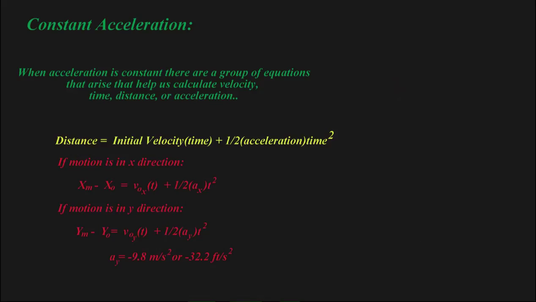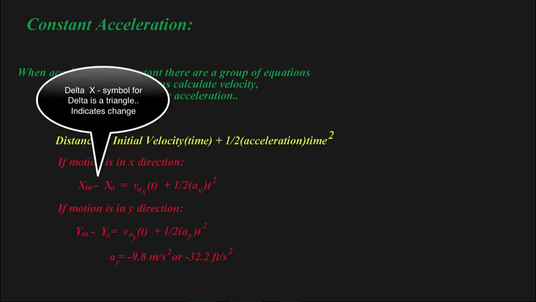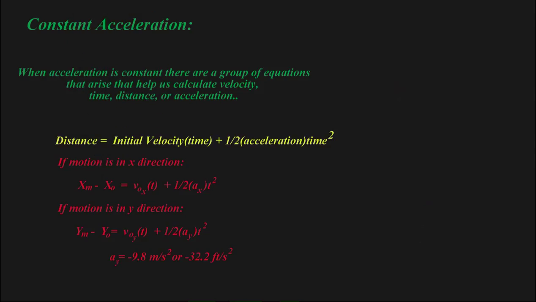Alright, so the first group of equations is going to be whenever you have distance equal to the initial velocity times time plus 1/2 acceleration times time squared. If the motion is in the x direction, you're going to have x sub t minus x naught, otherwise known as delta x, equals V naught x, the initial velocity in the x, times time plus 1/2 a_x t squared. And if the motion is in the y direction, the only thing that's going to change is the x's now become y's. Okay?